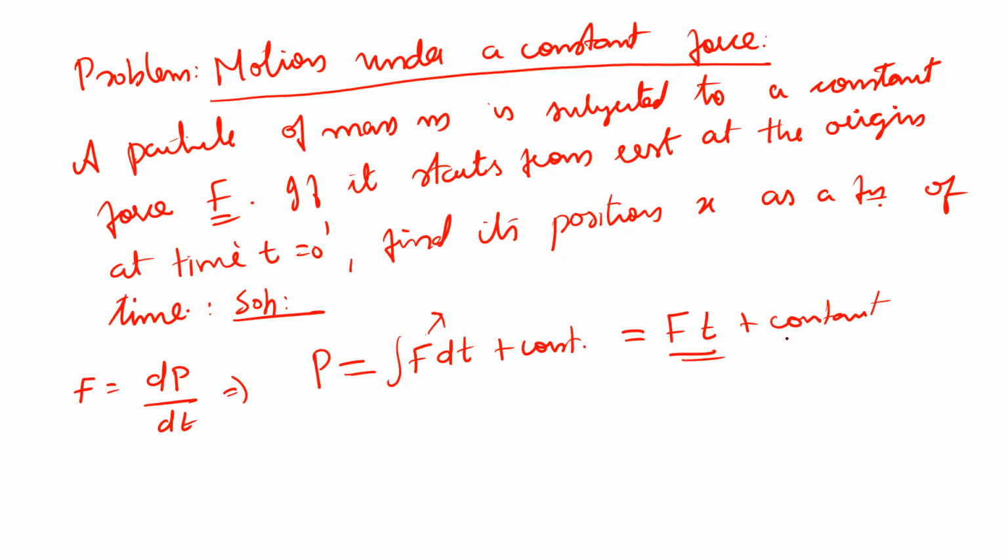Now this is fine. We need to fix the constant. For that we use the initial condition. It starts from rest, which means that at t equal to 0, p is equal to 0. This is the three-momentum. You put t equal to 0 and p equal to 0, and you see that the constant is equal to 0. So you get the relation p is equal to Ft. This would be exactly the same for a constant force in Newtonian mechanics also: p will be equal to Ft.